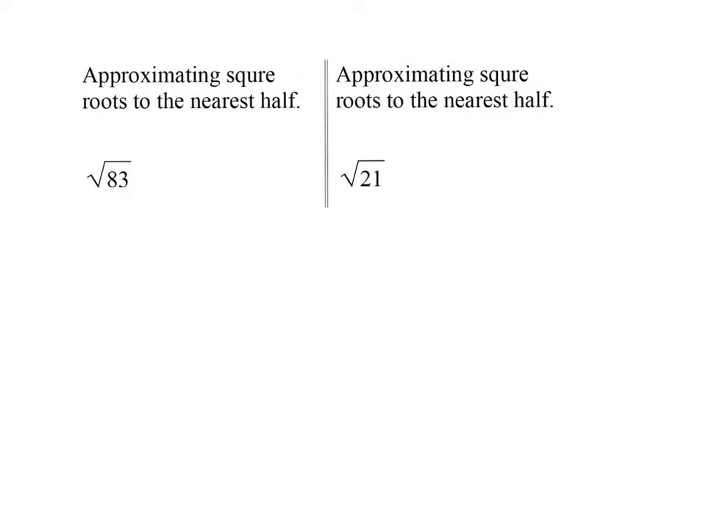In this video, we're going to review how to approximate a square root to the nearest half. It starts out just like thinking of how to decide what two integers the square root falls between. So let's go ahead and start with that. We would think the square root of 83 falls between the square root of 81, which is 9 times 9, and the square root then of 100, 10 times 10.